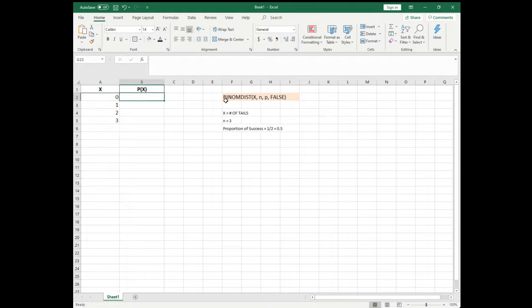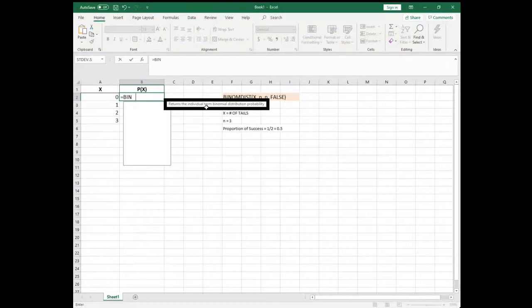Now to plug in the formula. Excel already knows how to calculate binomial distribution. So I put an equal sign, then type in BINOM.DIST, open parentheses, and instead of typing x, I select that cell, which happens to be cell A2. That's the value of x that I'm going to use, comma, n is 3, I already know that, and p is my proportion of success, which we found out is 0.5, and then I type the word false.